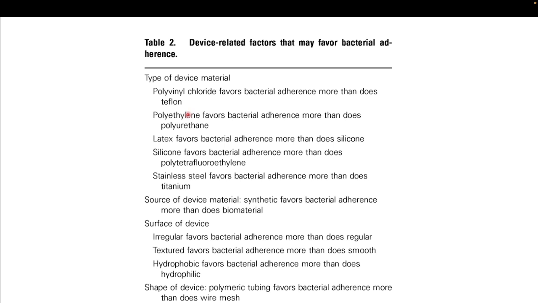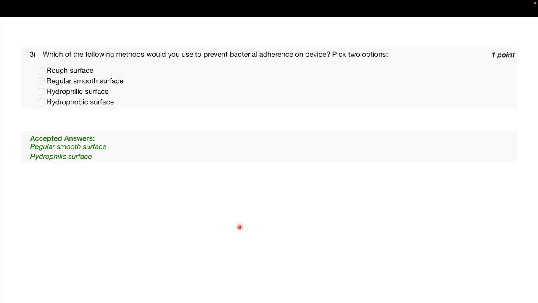There are particular biomaterials which favor bacterial adherence, and there are few which do not. You can go through this later on as well. Hydrophobic surfaces favor bacterial adherence more than hydrophilic, and also the shape and the surface of the device matters. Let's say you have a smooth surface versus a rough surface. A rough surface gives the bacteria more surface area to adhere to. So in order to prevent bacterial adherence, you need a surface as smooth as you can make it, and then make the surface hydrophilic. So these are two ways of reducing bacterial adherence on device. Clear?